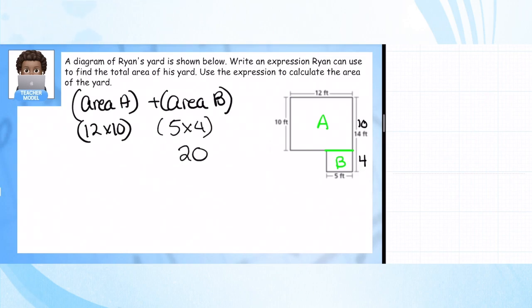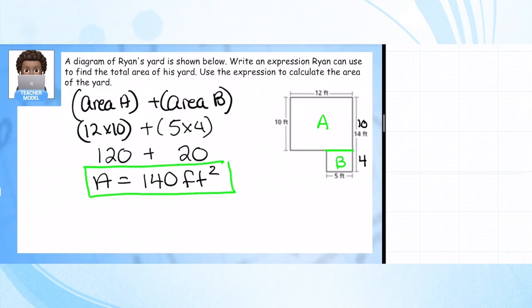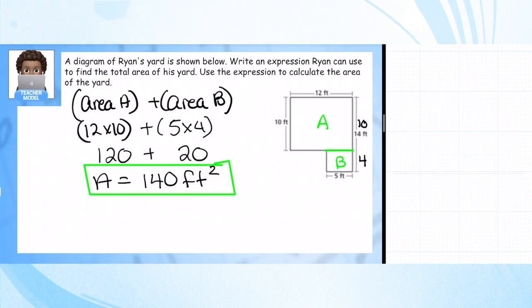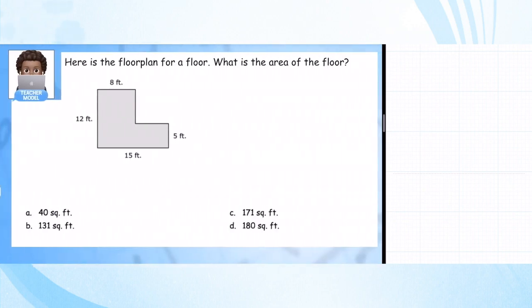Now that I have the area for both pieces, I can find them separately and combine them together and add my units. And that's it, Math Marvels. Hit pause so you can jot this into your notes. This was the decomposition strategy. Let's use empty space on the next one.